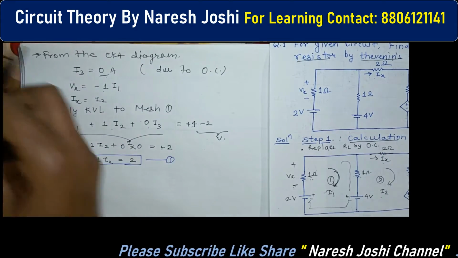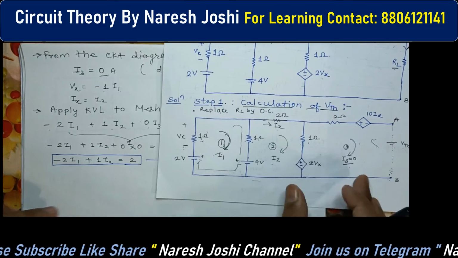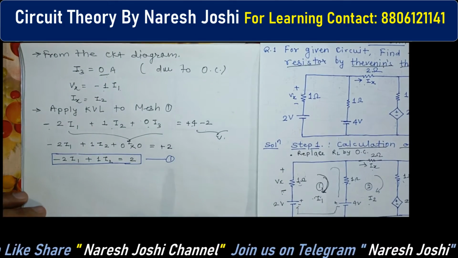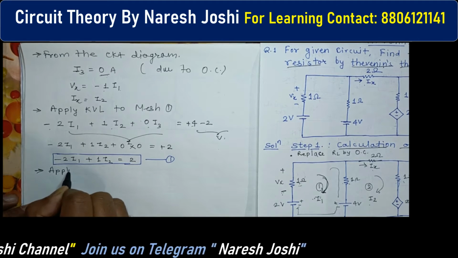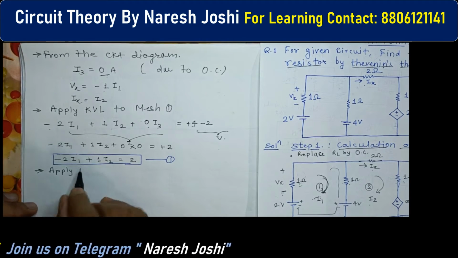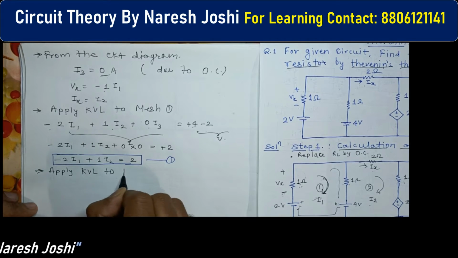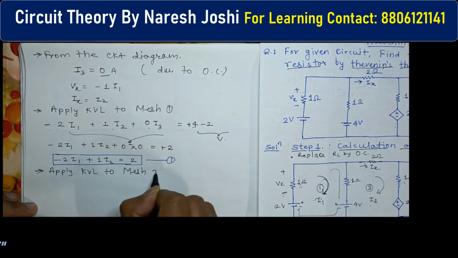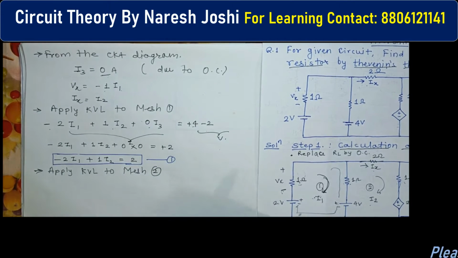Next we have to apply the KVL to mesh 2. This is mesh 2, here we have to apply the KVL in mesh 2. So next step, apply. Video will be lengthy, so you have to watch till the end. Because the question is also lengthy, apply KVL to mesh 2. So here you can see this is mesh 2.